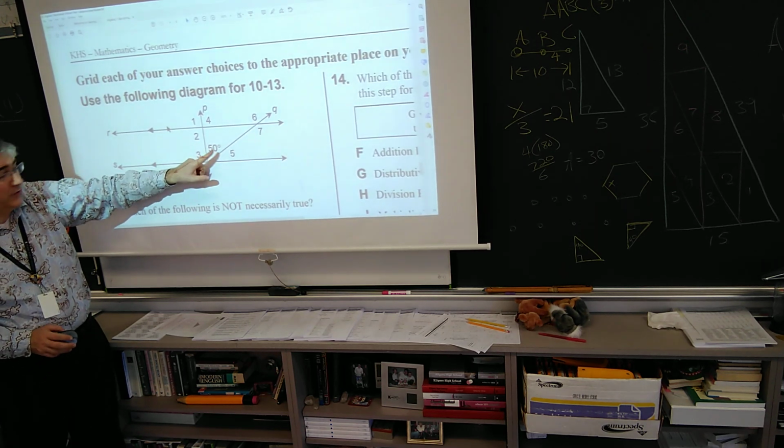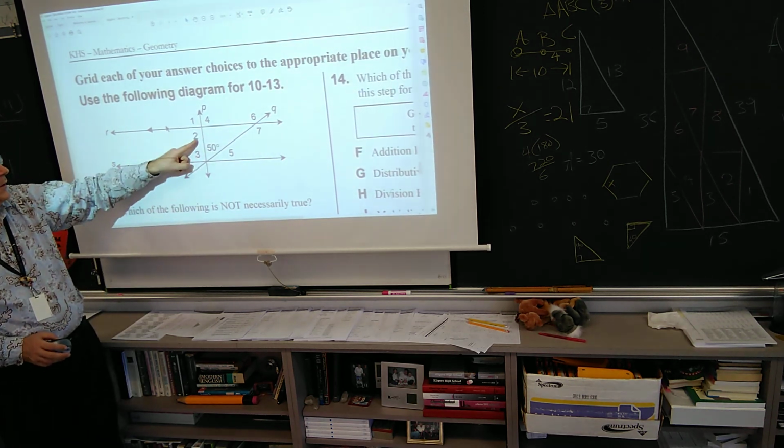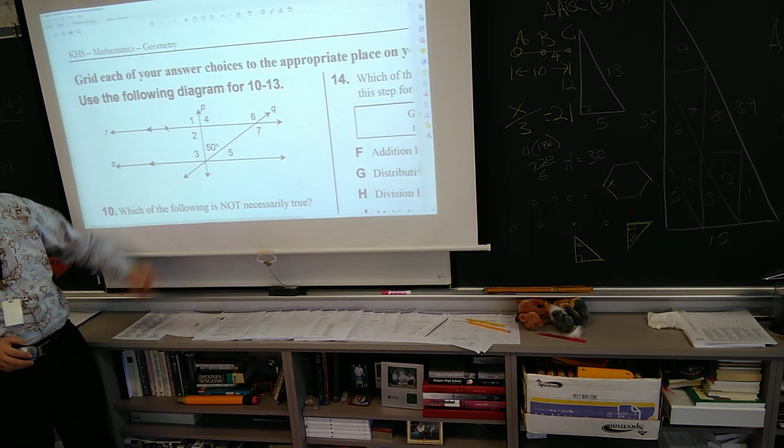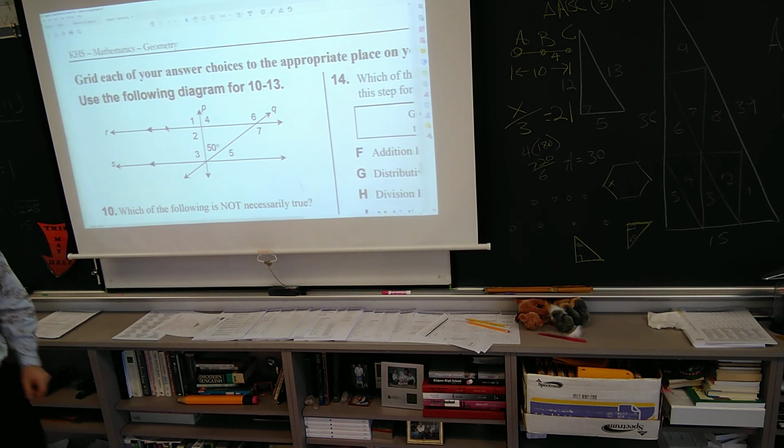3 and the 50 would be adjacent. 5 and the 50 would be adjacent. These are vertical angles, so that won't work. 2 and 4 are vertical angles. That won't work. So the correct answer was 1 and 2. And I think that was the first one listed.